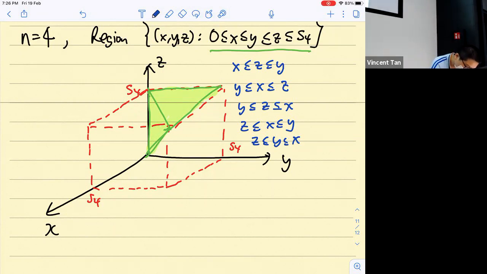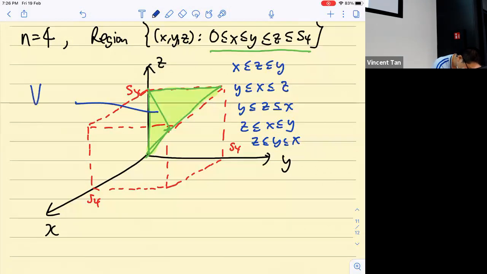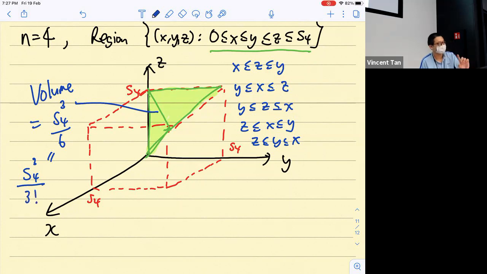So the volume of this region is equal to S4 cubed over 6. And this is exactly S4 cubed over 3 factorial, which is 4 minus 1 factorial. Is this clear? This picture can be drawn better, but you see the point.